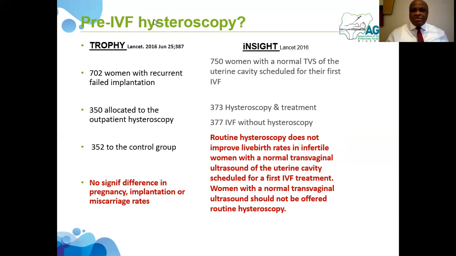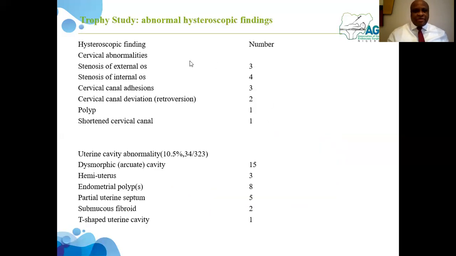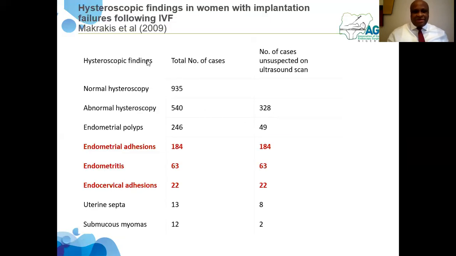So in a nutshell, these two big studies are suggesting that hysteroscopy may not be useful before IVF, but I've always begged to differ because there are obvious weaknesses in these two studies. For a starter, if you look at the abnormalities that the investigators at the TROPHY study found, you would see that there are very few significant abnormalities that one would expect to affect IVF outcome.